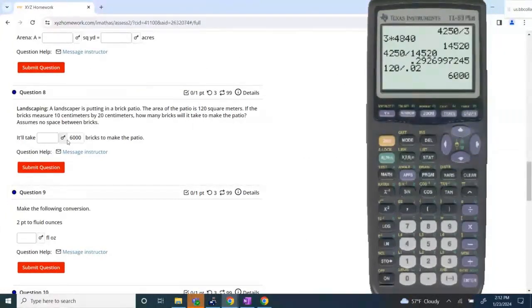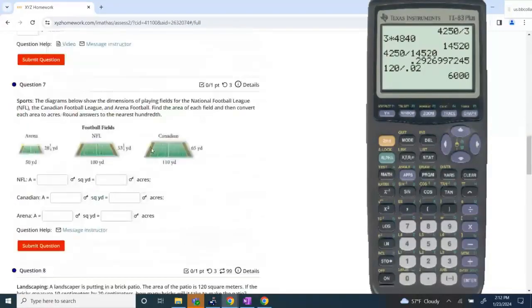Or you can convert everything to square centimeters and set up the same type of ratio. Let's see, I'm going to make a video for number 8 and number 7.